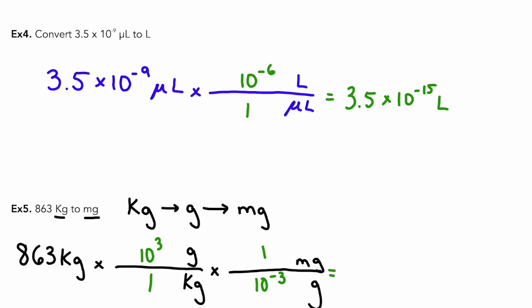So I'm going to take 863 and first multiply by 10 to the third because it's in the numerator. And then I'm going to divide by 10 to the negative third because the 10 to the negative third is in the denominator. So when you do this, you end up getting 8.63 times 10 to the 8th in your calculator. And my units are milligrams. And that's it.